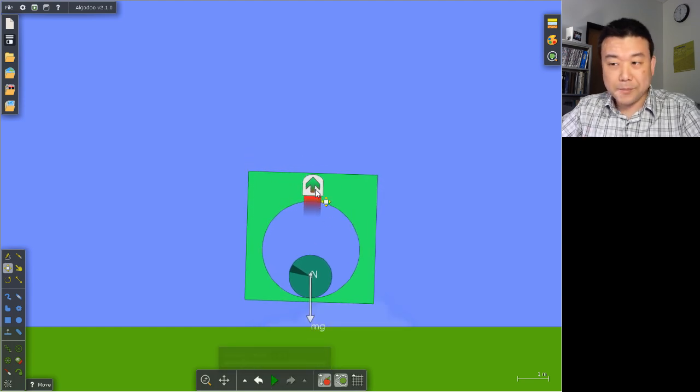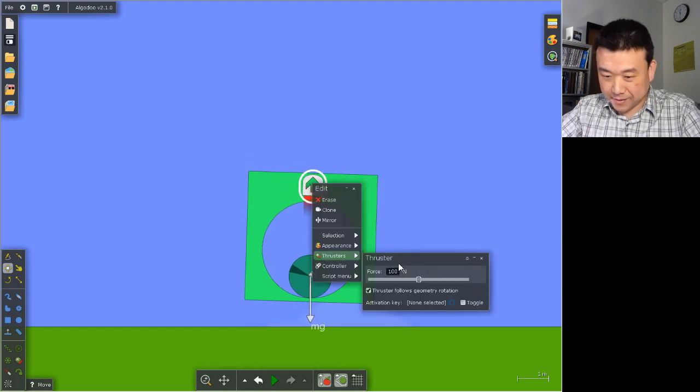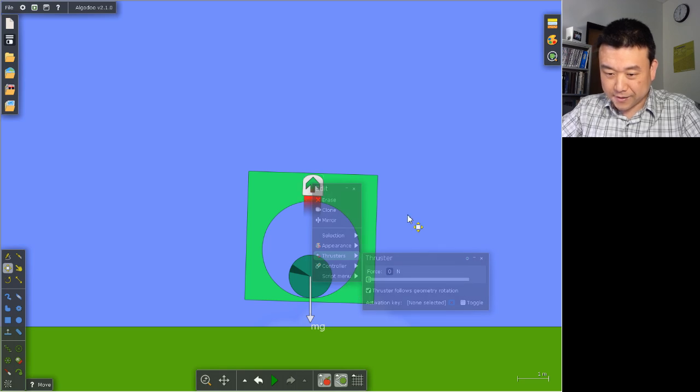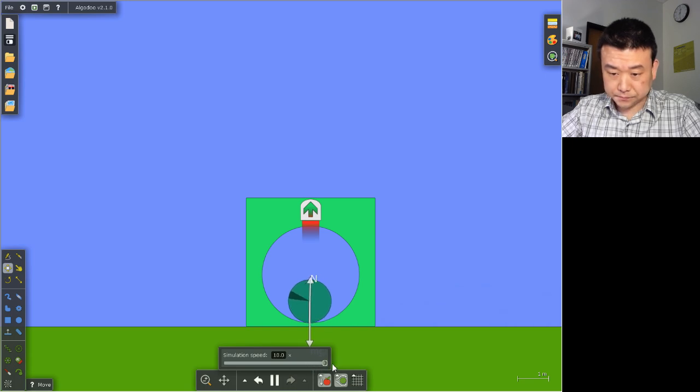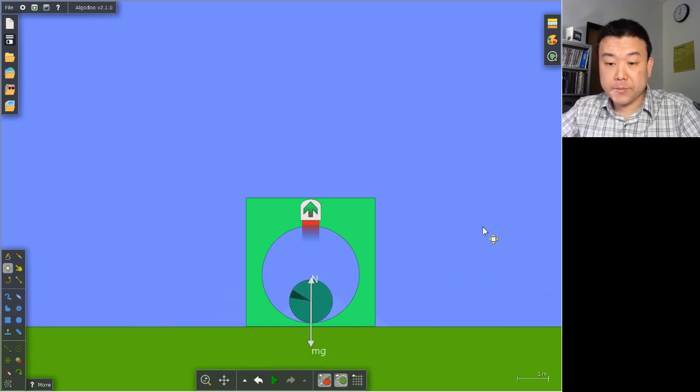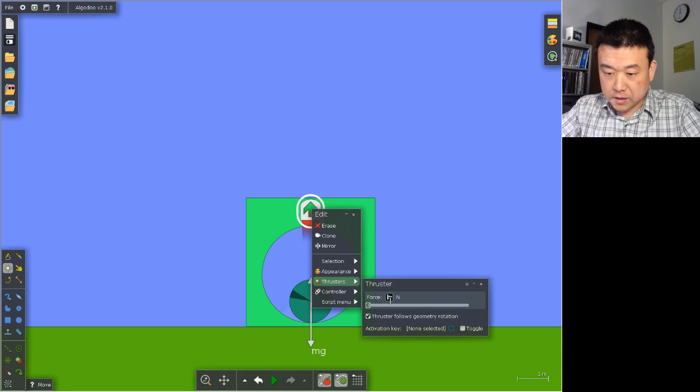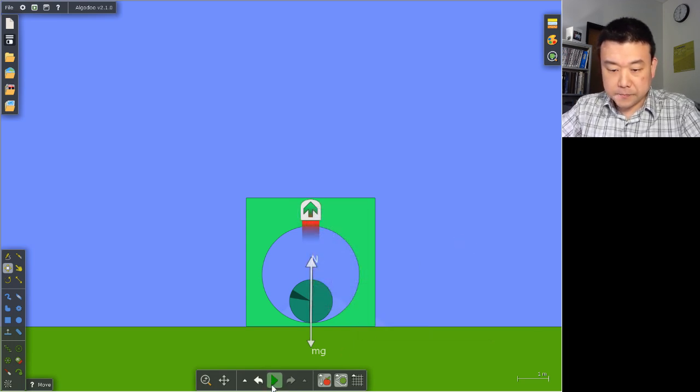All right, let me do a couple of fun things. Let me let it rest on the ground first. I can do that by letting the simulation run with no thrust. Let me give it a little bit of initial upward velocity. I can do that by giving it a little bit of thrust. I guess 250 seems to work well. Let the simulation run for a bit. I think I'm gonna try doing it at regular speed.